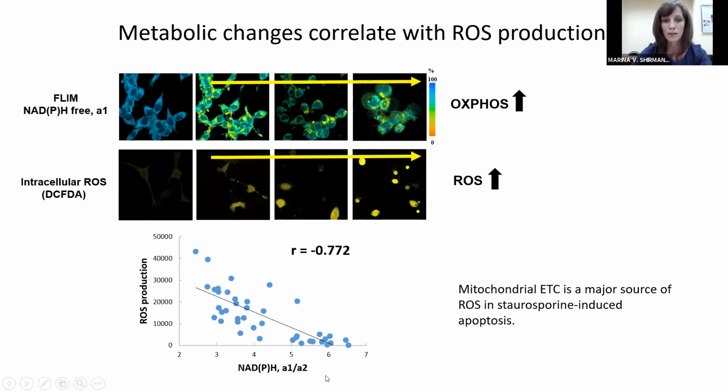With increase in oxidative metabolism, we see an increase in the production of ROS, which confirms the hypothesis that the electron transport chain is a major source of ROS in staurosporine-induced apoptosis. This is live cell. This was shown for the first time.